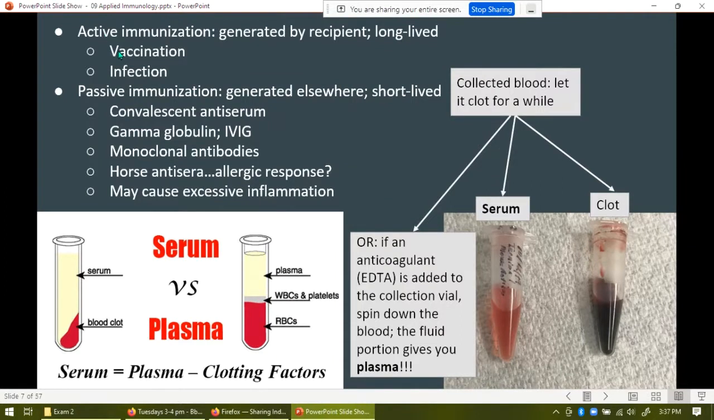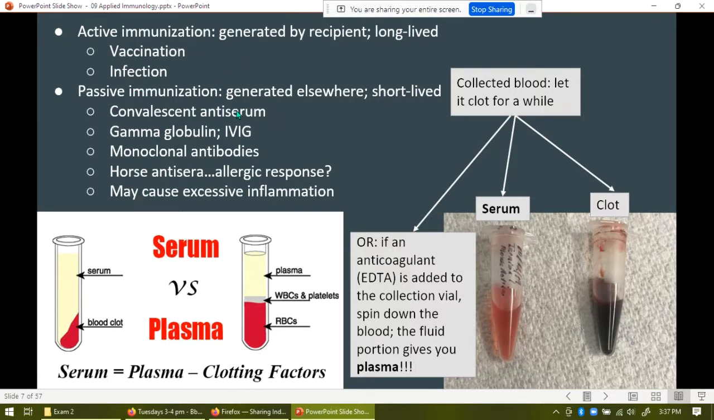Two other terms to know: active and passive immunization. Active immunization is immunization that is generated by the recipient or by the patient. Active immunization is typically very long-lived, so it's going to last years typically, maybe even the whole lifetime of the individual. Active immunization can be achieved through vaccination or through natural infection. So you can be immune to influenza either because you were infected with influenza or because you were vaccinated against influenza.